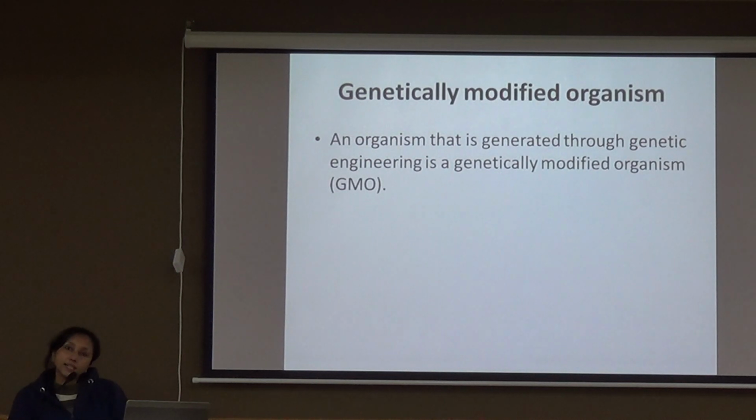So what are genetically modified organisms? When any organism which occurs in nature is taken and modified genetically, that is, its gene or the genome is modified in the laboratory for some beneficial purposes, then it is known as a genetically modified organism. An organism that is generated through genetic engineering is a genetically modified organism. In short, we call it GMO.